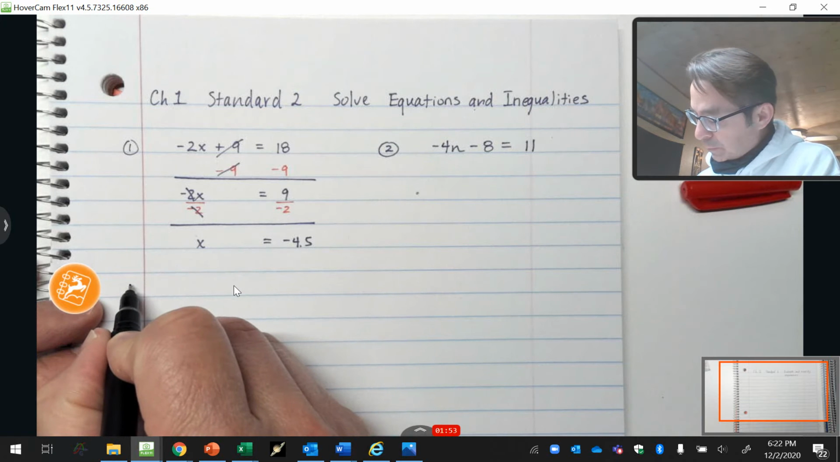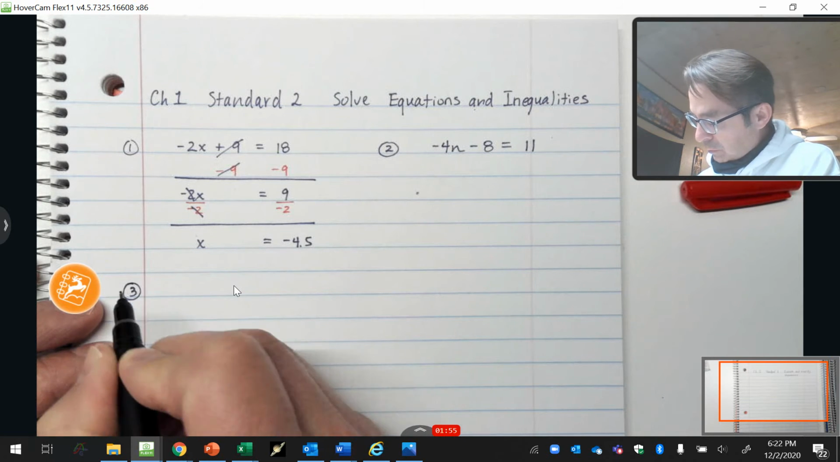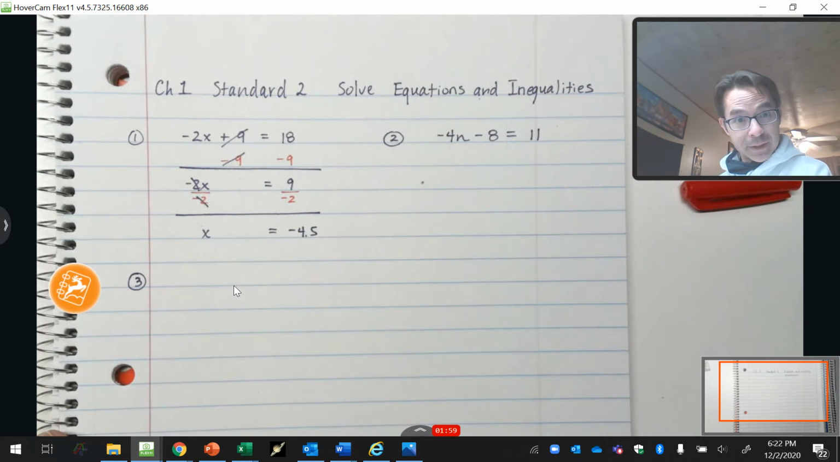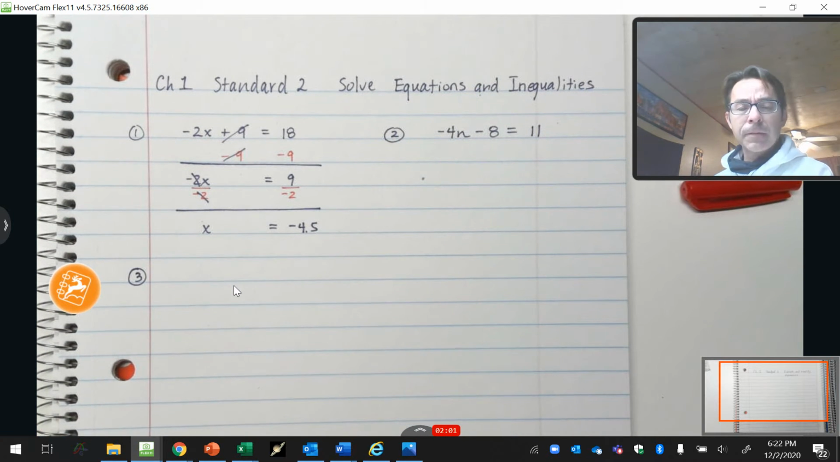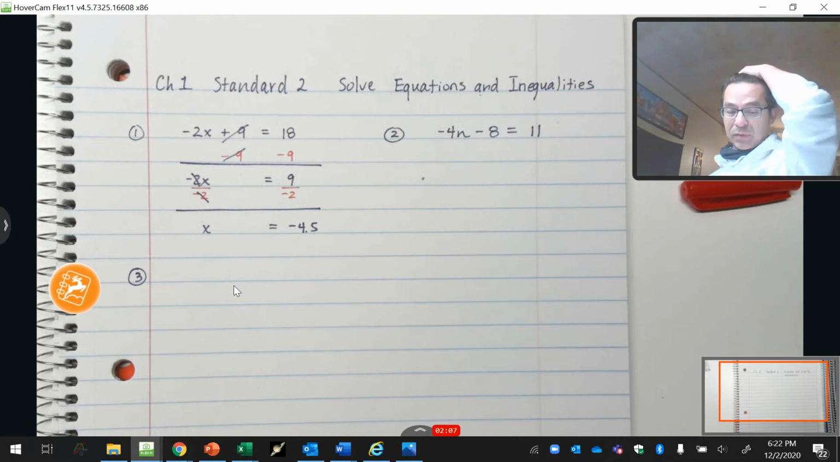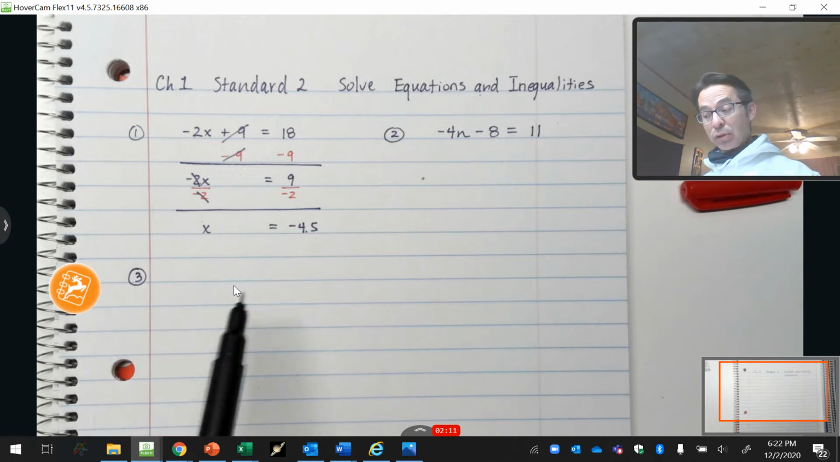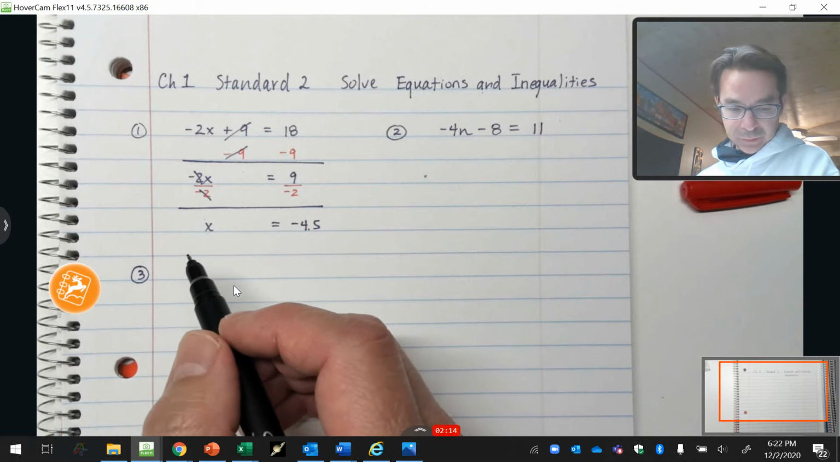Next one. Yes, I expect it to be that neat. And on this one, if you want to type it up, you could type it up. That would be fine, as long as it looks neat. If you have handwriting issues, type it up. I'm okay with that.